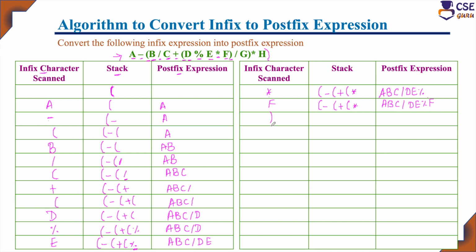Whenever you are encountering closed parenthesis, you have to pop the element from the stack and place it in the postfix expression until you encounter an open parenthesis. Okay. Only the multiplication operator is there. So postfix expression is ABC, division operator, DE modulus F star. Then you will get this open parenthesis and you have to discard this open and closed parenthesis.